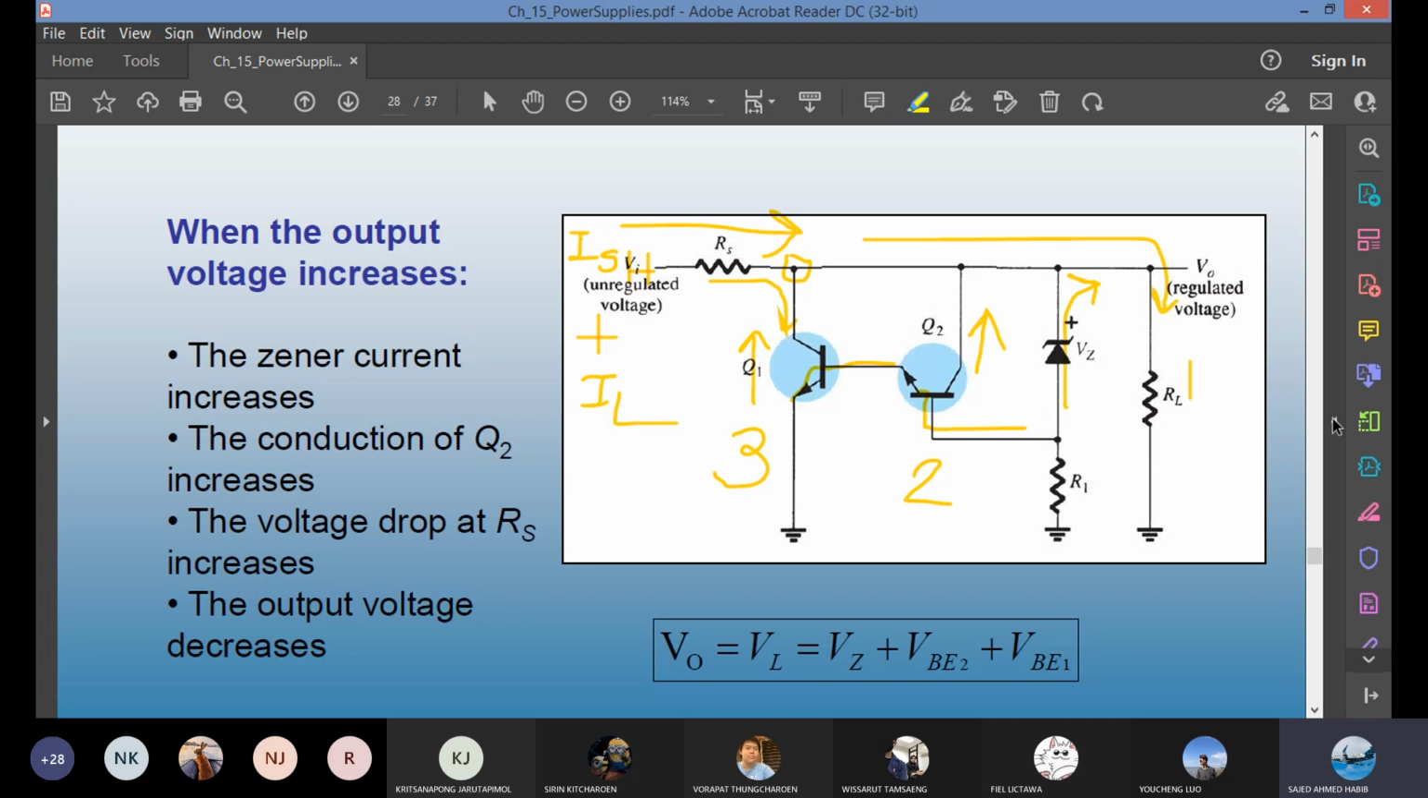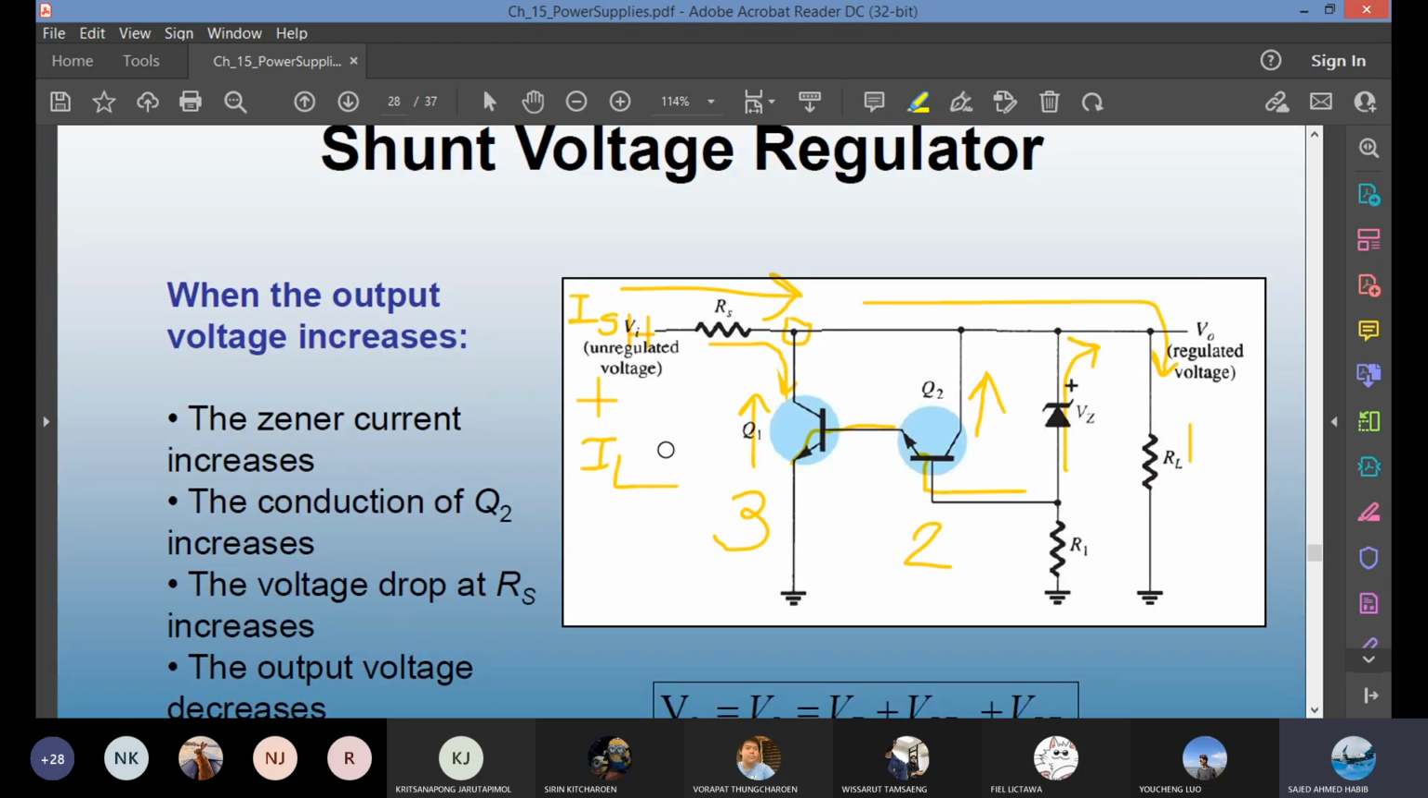The output equation: V out equals VL, the load voltage, and it is VZ plus VBE1 plus VBE2. So this voltage plus this is the output voltage. This is the improved shunt using 2 BJTs.